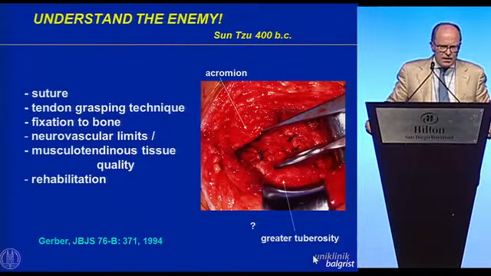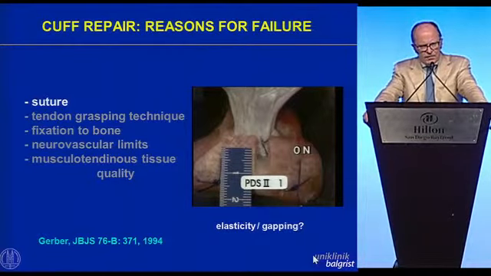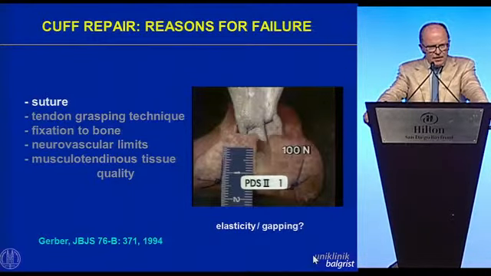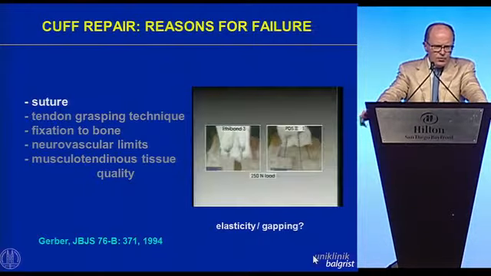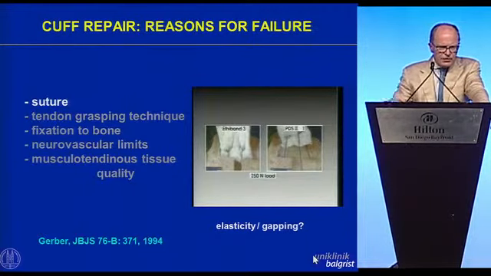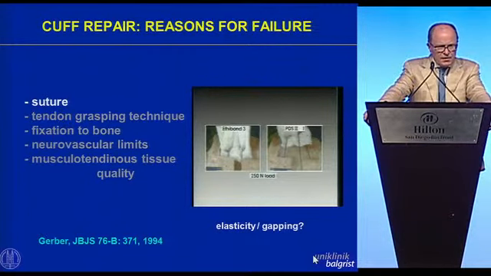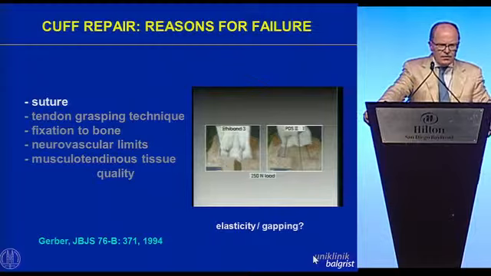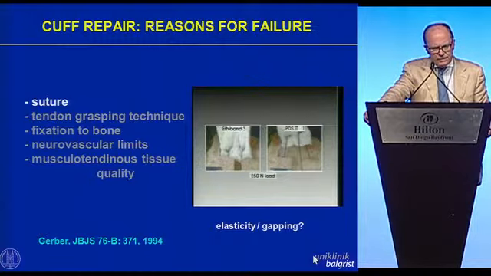We studied the capacity and the properties of the suture. And you see here that if you use very stiff sutures, you do not get gapping, as opposed to PDS, where you get at 200 Newton very substantial gapping. We then started to look at tendon grasping techniques. And the tendon grasping techniques were all assessed with such systems here in sheep tendon.